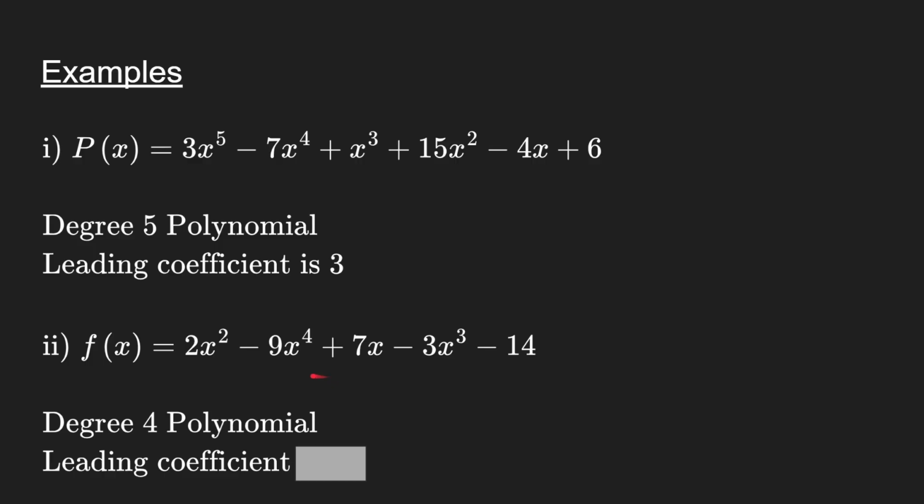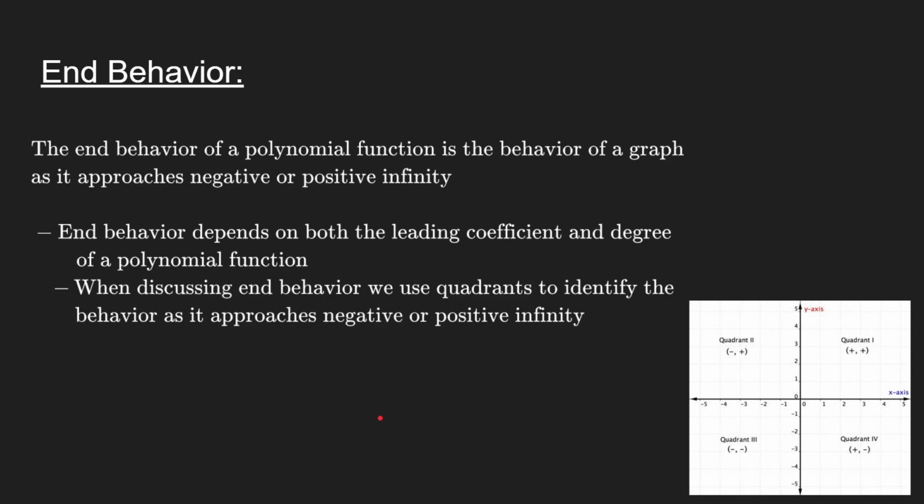Perfect. So, and for our leading coefficient, it would just be whatever is attached to the x to the 4. So it'd be a negative 9. So you can't just say 9. You have to include this negative here. So it'd be a negative 9. There we go. So end behavior.